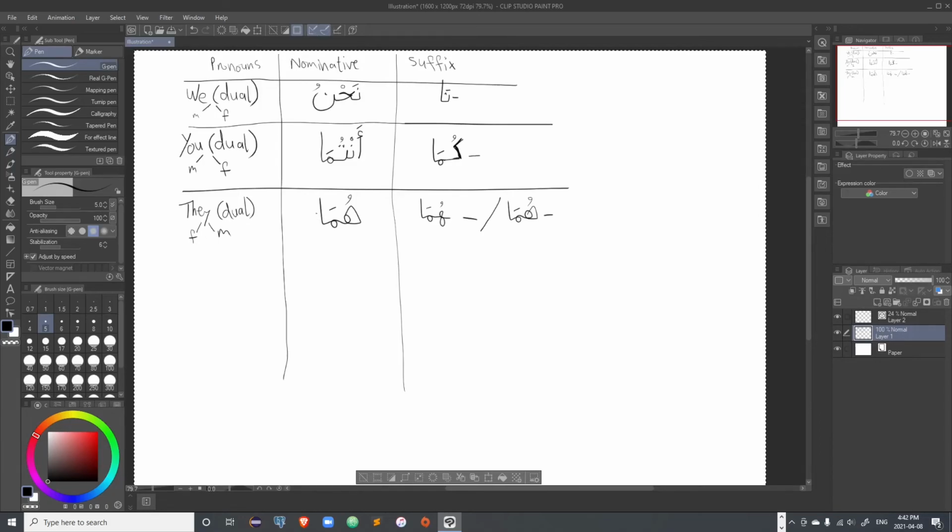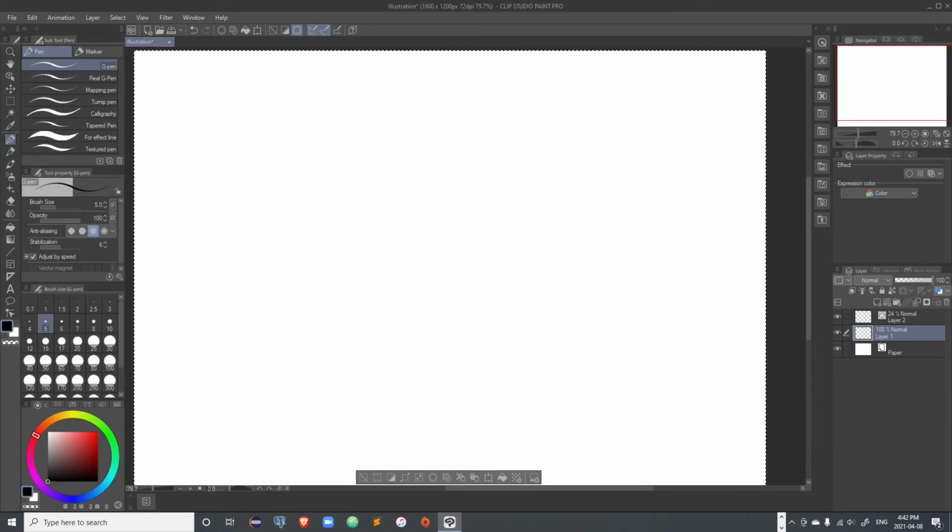Okay, now we are done with the dual form. We will talk about the plural form. And to capitalize on the space, I will delete these. And then I will write a new table. Nominative. And suffix, which is either accusative, dative, or possessive pronoun.